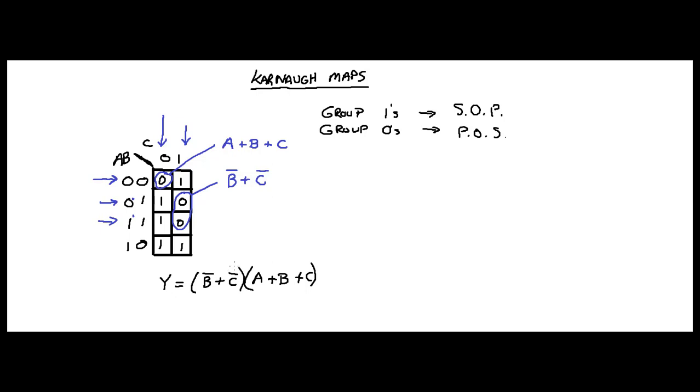All the rules that we previously went over are the same, so they don't change. It's just now the rules of grouping, I should say. But now, instead of grouping the ones, you're grouping the zeros.